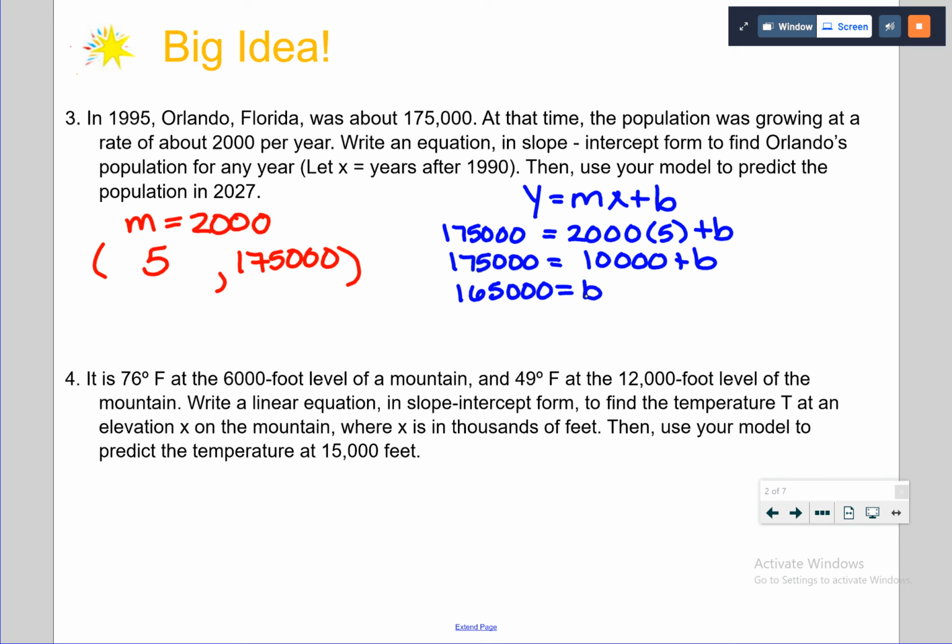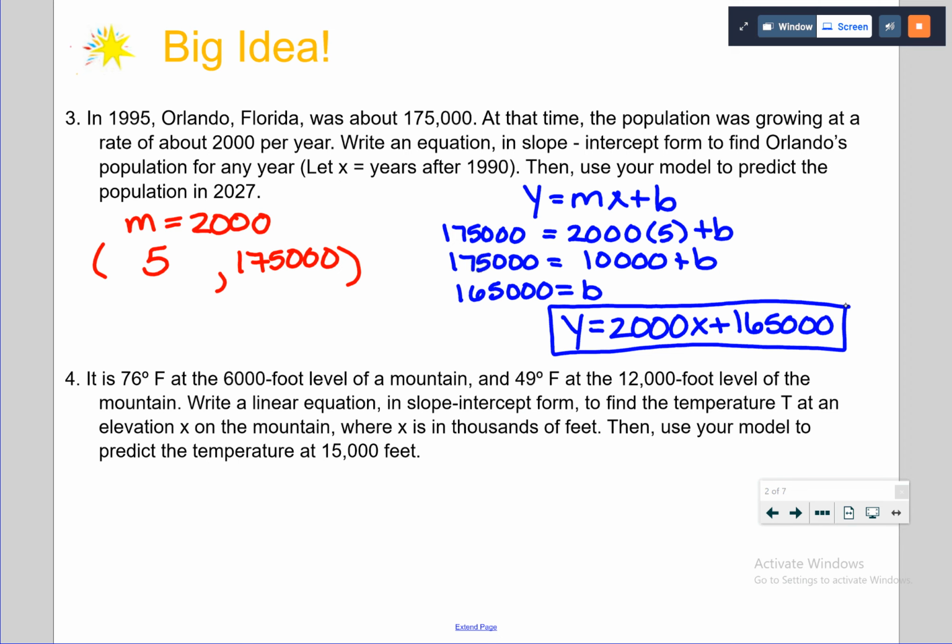165,000 is b. So that's the population in 1990. That's our starting amount if you were to have a question about that. So our final equation is y equals 2,000x plus 165,000, the population in 1990. Okay. And now it says use your model to predict the population in 2027.